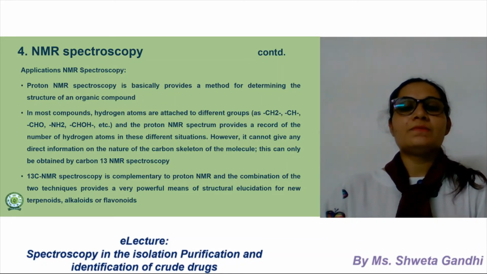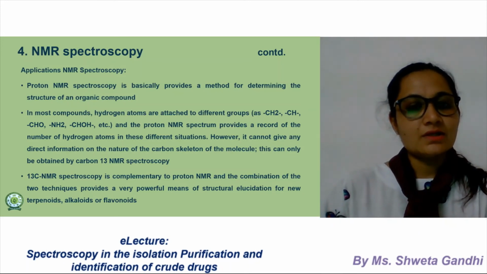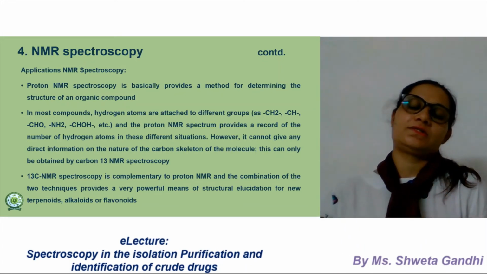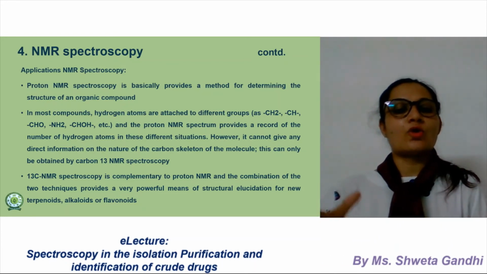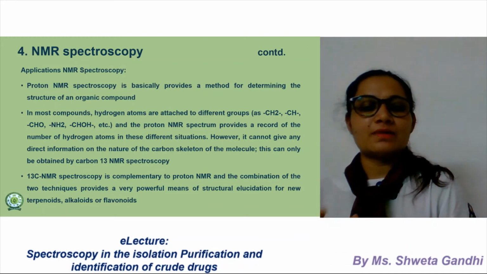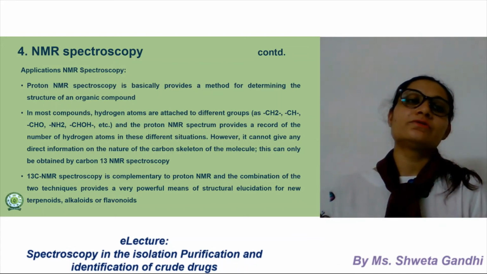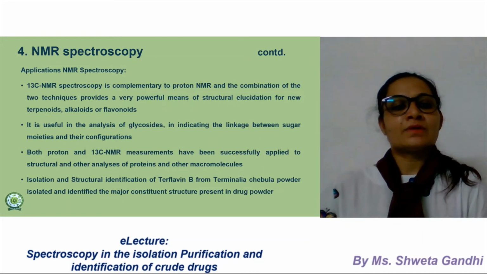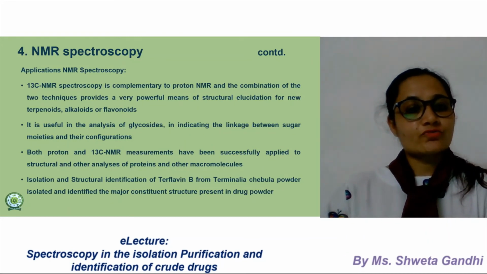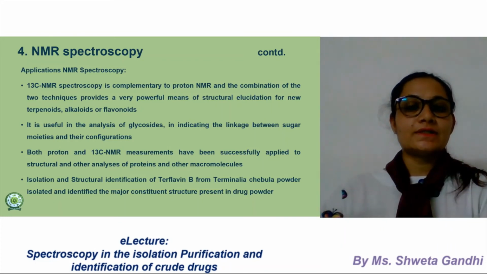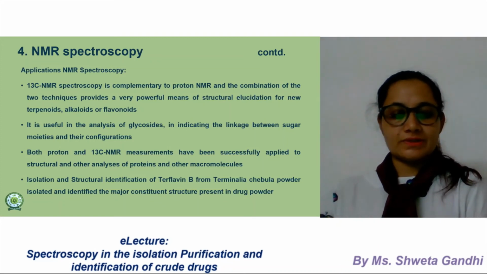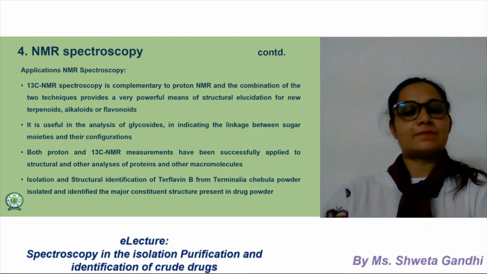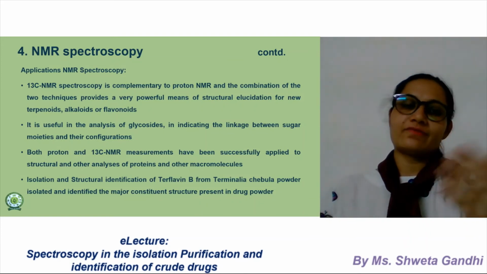Proton NMR spectroscopy is used for the determination of structure, and in many compounds hydrogen atoms are attached in different groups and different situations. In this case also NMR spectroscopy is used, and the combination of two techniques, 13C NMR and 1H NMR, gives a powerful means of structural elucidation for new compounds or multiple components like alkaloids, flavonoids, terpenoids. And it is useful for the analysis of glycosides, indicating the linkage between aglycone and sugar moieties and their configuration. Different types of extracts and powders can also be isolated and identified with the help of NMR spectroscopy.